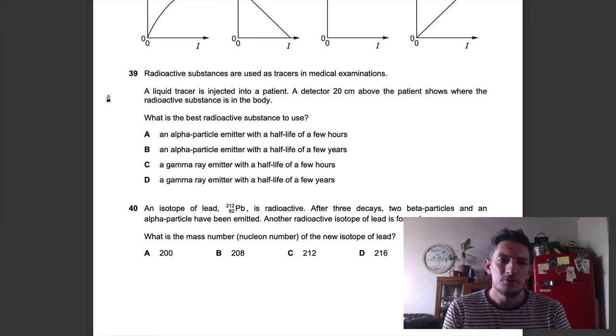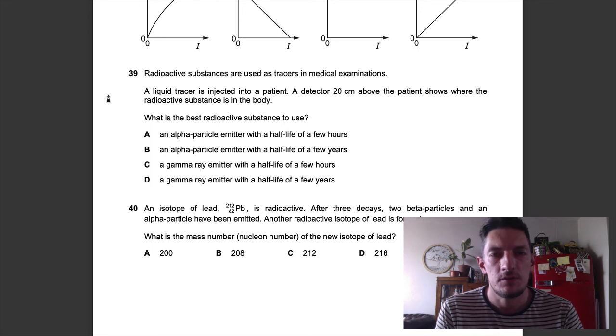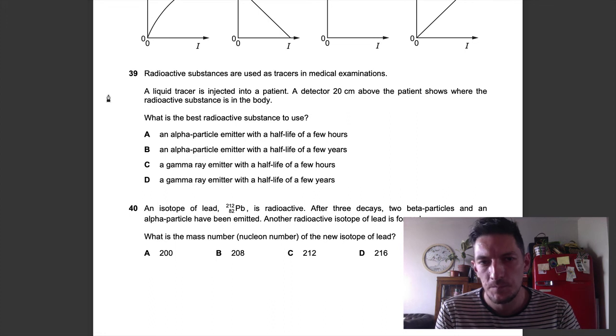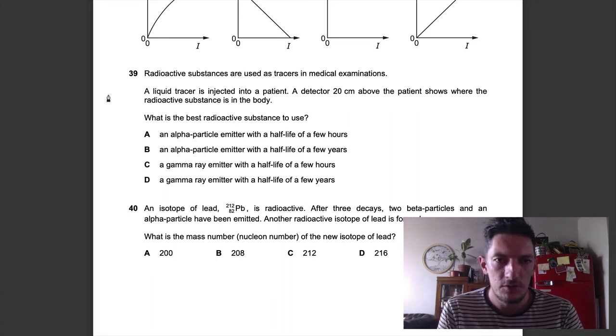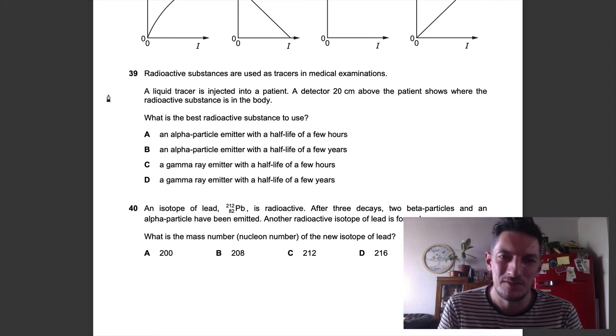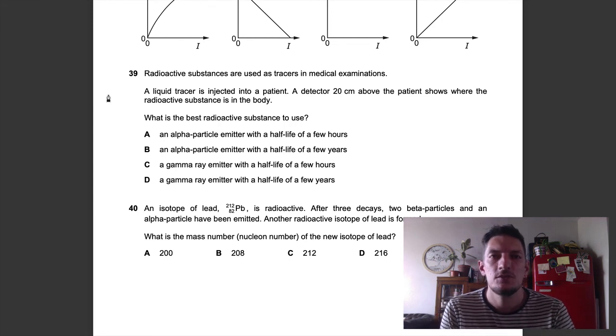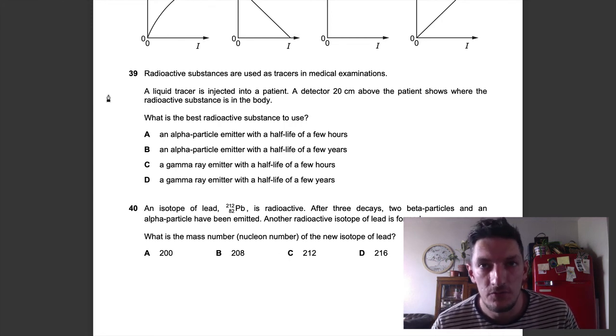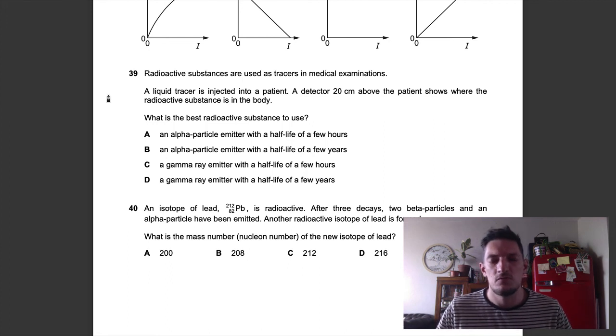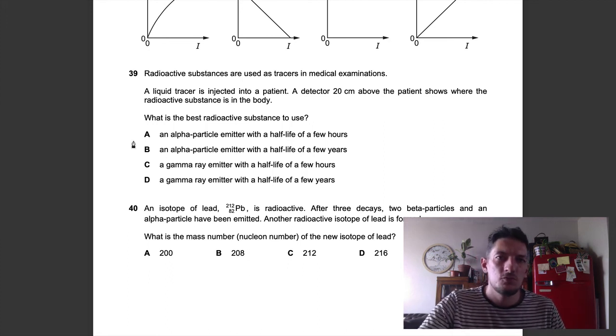Remember that alpha particles can't even penetrate through skin, and this is now in your body. So if it were alpha particles, it wouldn't be able to be detected. Alpha particles can't even go through 20 centimeters of air either. They have really weak penetrating ability. Therefore, it's got to be gamma rays. So the selection is gamma rays with a half-life of a few hours or gamma rays with a half-life of a few years? Well, which one would you prefer inside your body? I'd rather have it running out in a few hours than in a few years, personally. I'm going to go with C.